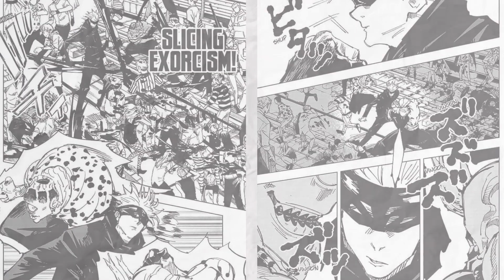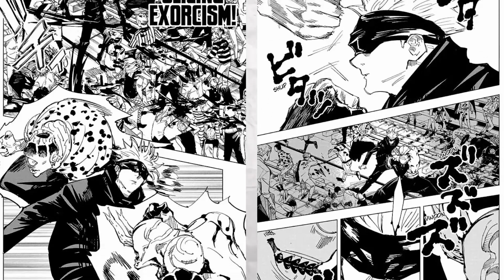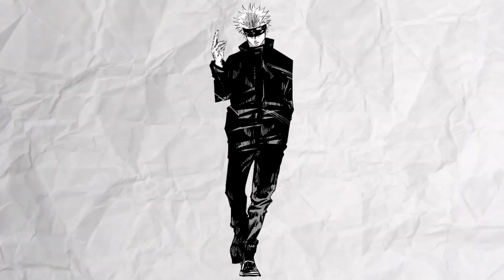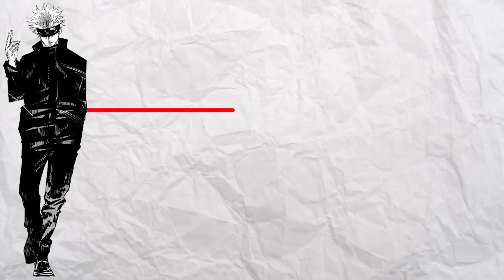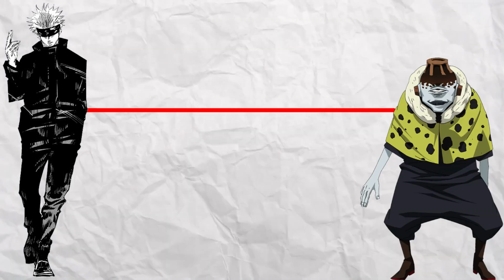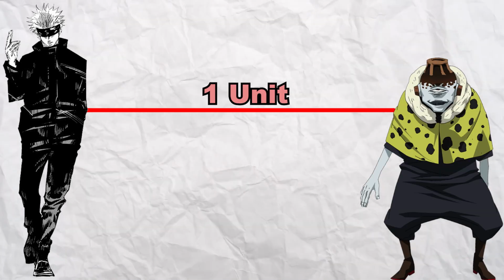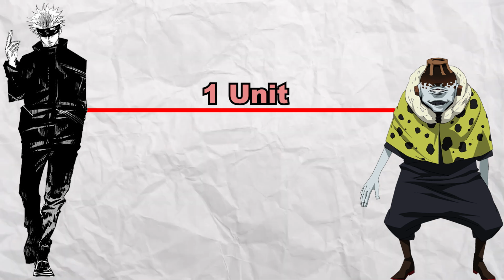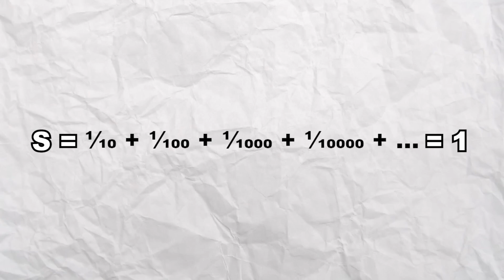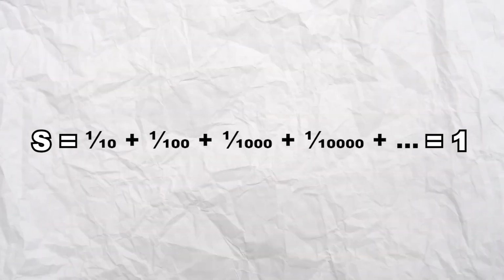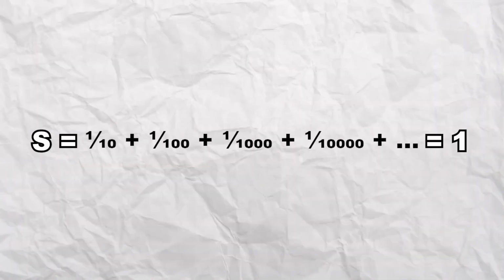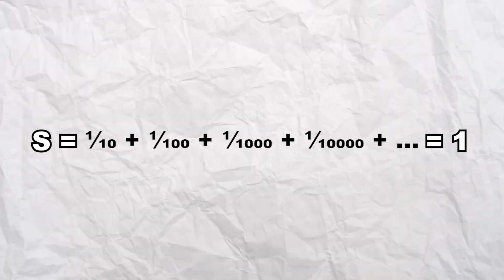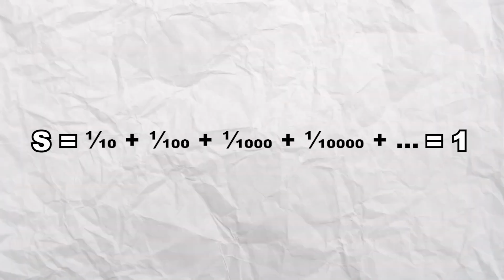Alright, so starting with Infinity, let's get the math started. Basically, Gojo divides the distance between himself and, let's take Jogo here, with 1 unit being the distance between them, right? So he makes a series, S is equal to 1 by 10 plus 1 by 100 plus 1 by 1000 plus 1 by 10,000 and so on until you get 1.